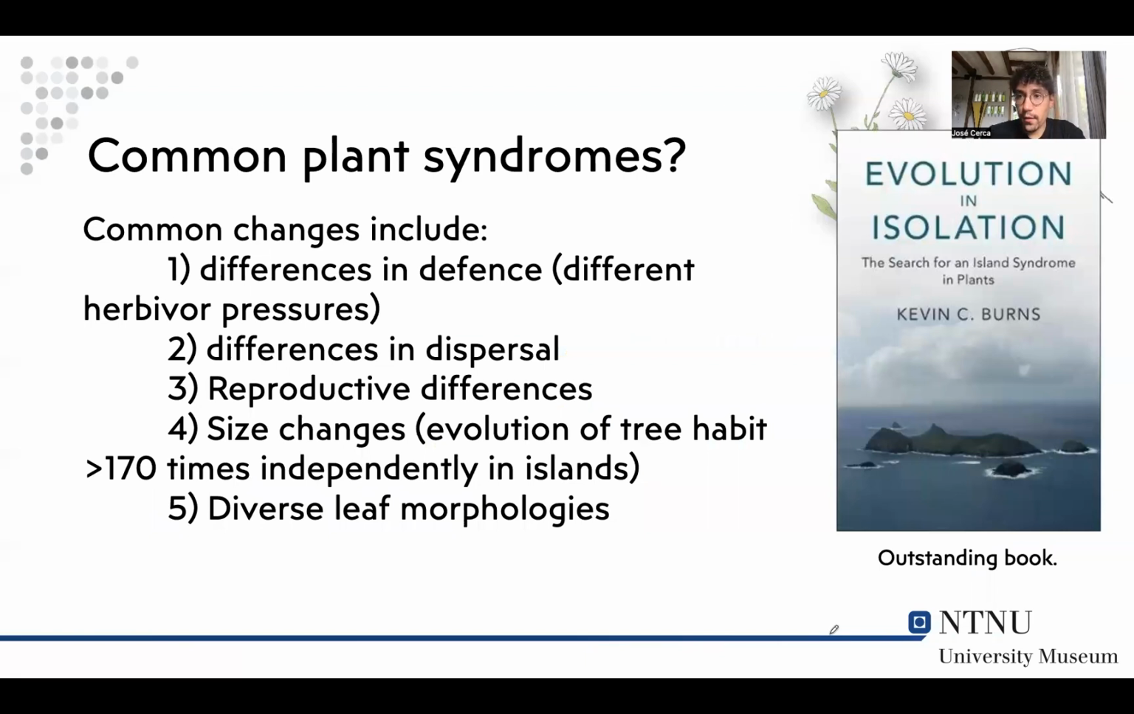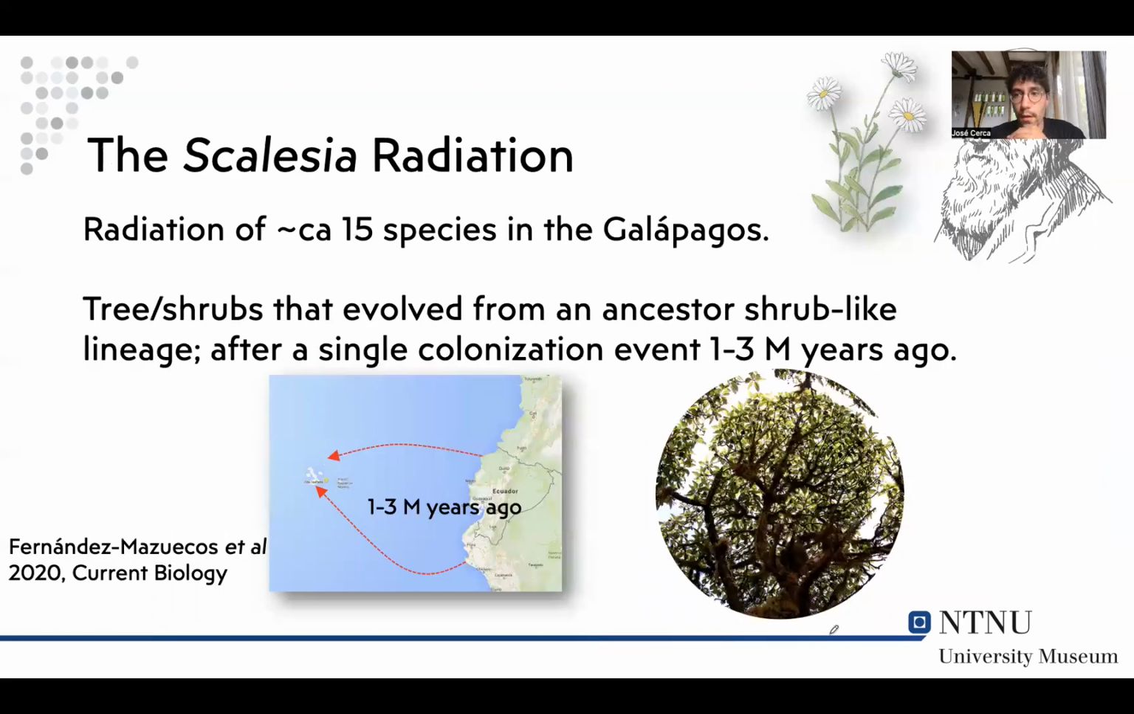Another aspect about the island syndrome is that with the particular conditions that we have on islands, we expect differences in terms of defense because the herbivore pressures will be different on islands or on continents, differences in dispersal, because if a plant throws all its seeds to the water, it's not going to survive. Reproductive differences are also expected, and size changes, with many organisms evolving to become trees on archipelagos, and also very diverse leaf morphologies.